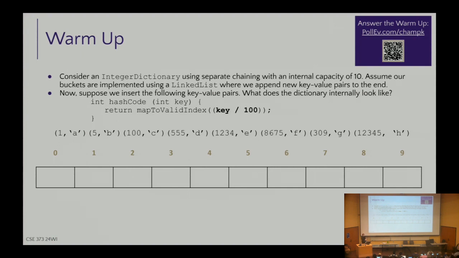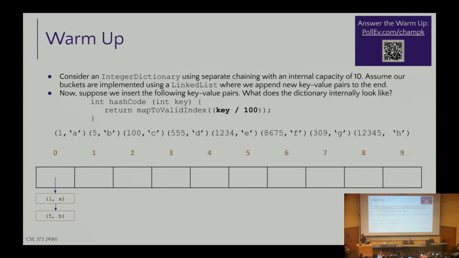So for a key of 1, does any brave soul want to tell us which index that hashed to for them? Yes, congrats, first one. 0. I agree, because 1 divided by 100 is what? 0. And then 0 mod 10 is what? Aha, okay, great. Does someone else want to tell us where the pair with 5 as the key went? Also 0, I agree, because 5 divided by 100 is what? Hint, it's the same as the last one. That's why there's a collision. 5 divided by 100 is what? 0, amazing. And then 0 mod 10 is what? Okay, great.